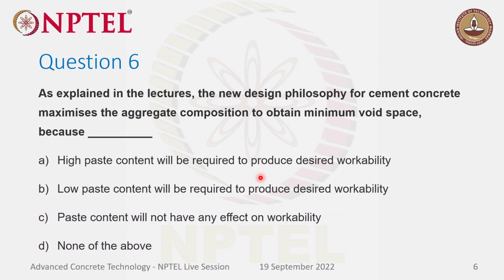As explained in the lectures, the new design philosophy for cement concrete maximizes the aggregate composition to obtain minimum void space. I hope you have gone through the new design philosophy lectures. Why do we have to maintain minimum void space and maximize aggregate composition?